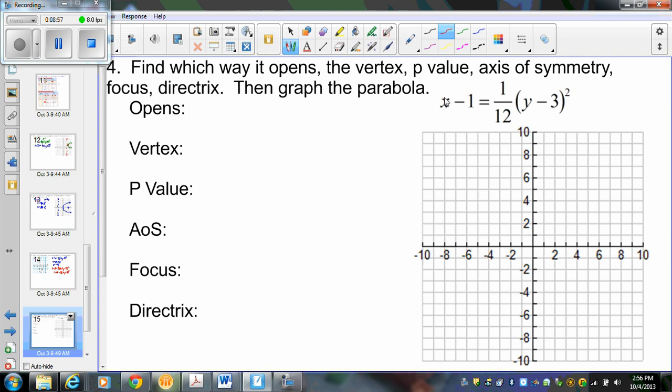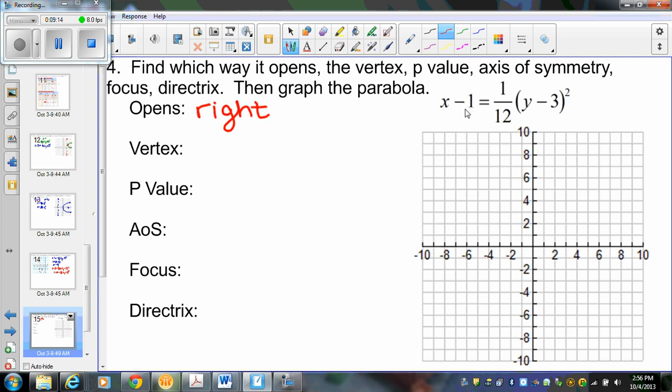Well, I see that the x variable comes first, so that tells me that it either opens to the left or to the right. The next thing I notice is that my fraction is positive, so it's going to open in the positive x direction, which would be to the right.